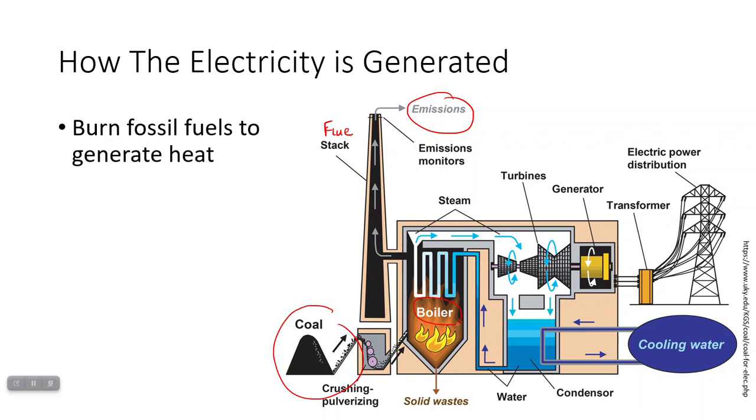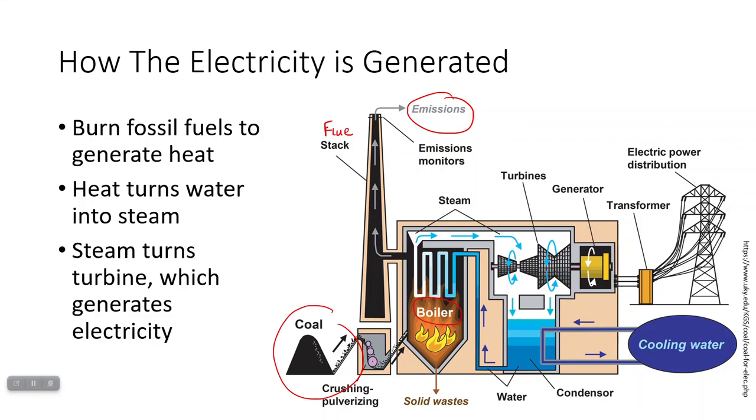But the heat that is produced is used to turn water into steam, and that water, which is now steam, has kinetic energy, and that is going to be used to turn a turbine, and that turbine turns a generator, and that is what produces electricity.